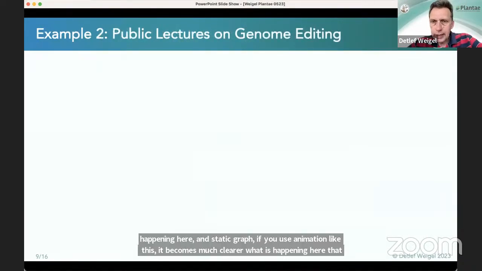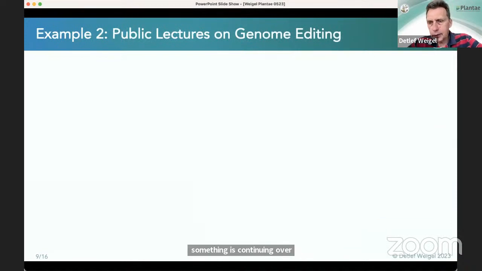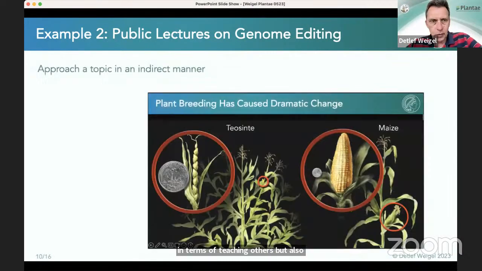All right, so let's switch to this second set of examples that I want to give. These are examples from public lectures that I give on genome editing. And this, again, relates to how I see my task as a scientist who is being paid by tax money. This is obviously not something that my employer demands. But as a scientist, I feel strongly that we all have an obligation to go out of the lab and communicate, both in terms of teaching others, but also standing in for what we think is right.